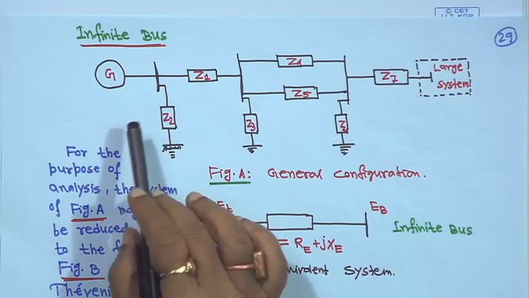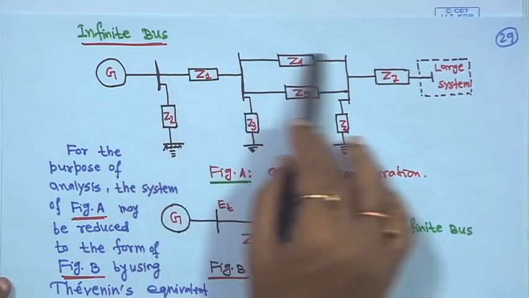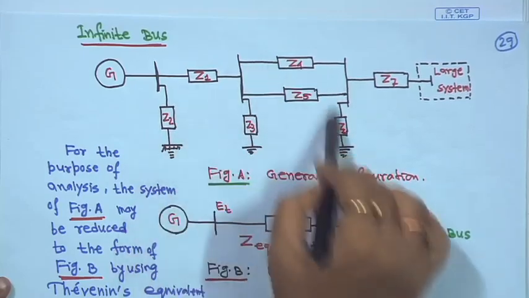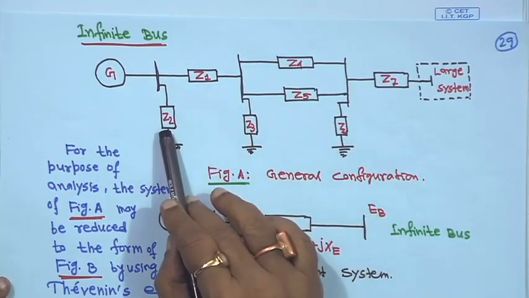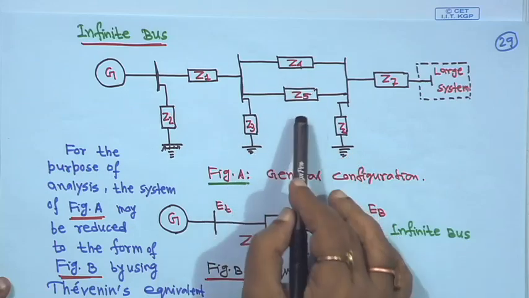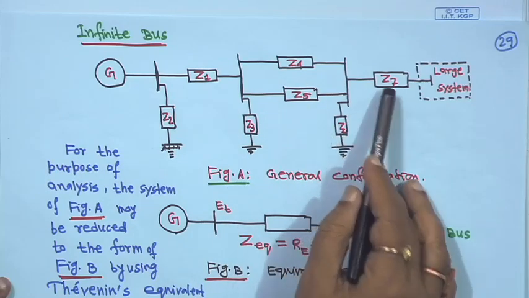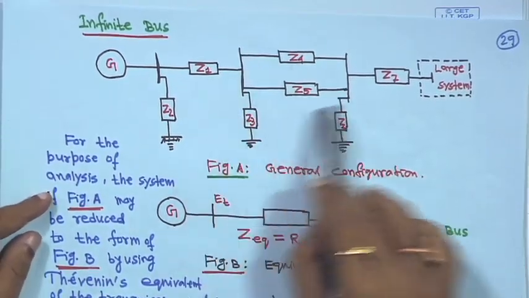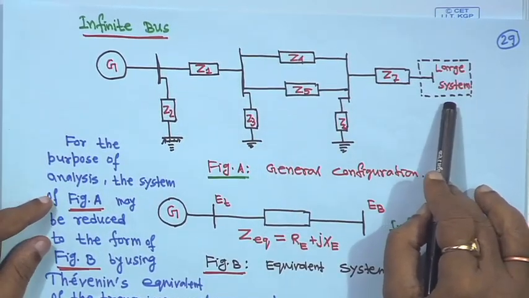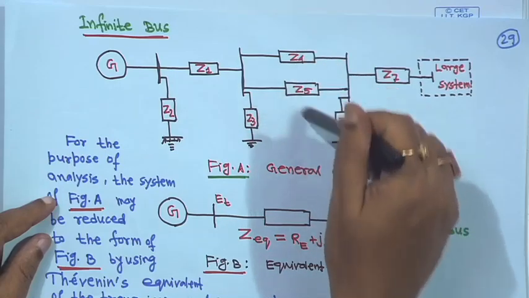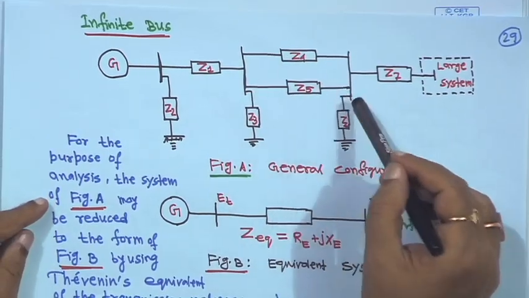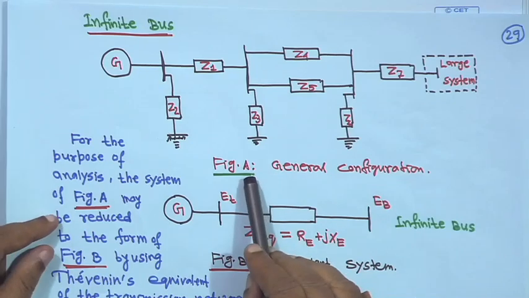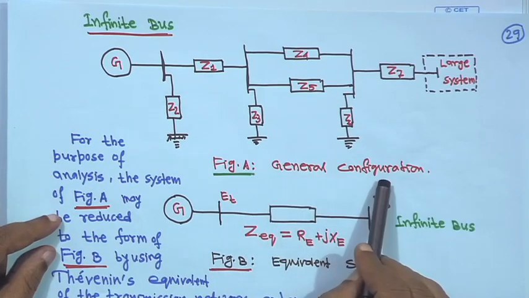So, first let us define how we define an infinite bus. This is a generator and this is a power system network. This is a transmission network, its impedances are Z1, Z2, Z3, Z4, Z5, Z6, Z7, and it is a large system here. This whole transmission network is connected with a very large system, and this is a double circuit line. I have marked this as figure A, the general configuration.